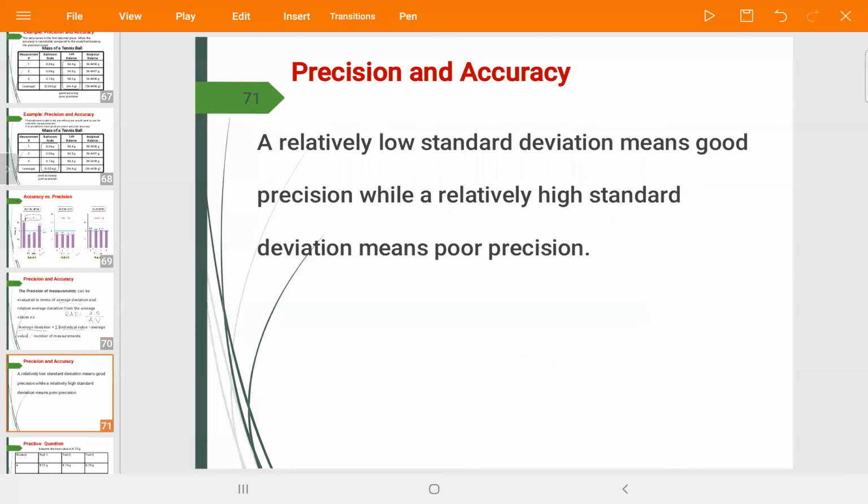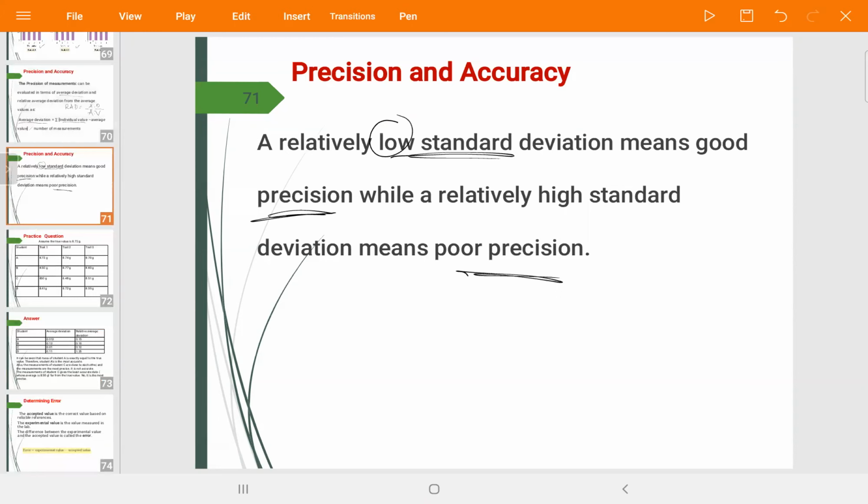All right, so now let us interpret. Standard deviation simply shows you how spread the values are to each other, right? If you have low standard deviation, it means good precision, while if you have high standard deviation, it means that the values are spread out, therefore it is poor precision. So let's see this with an example.